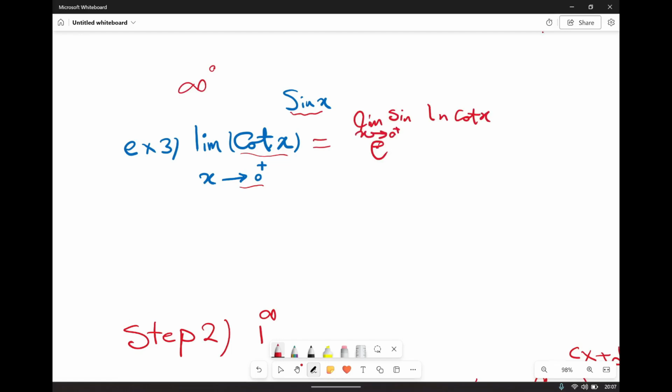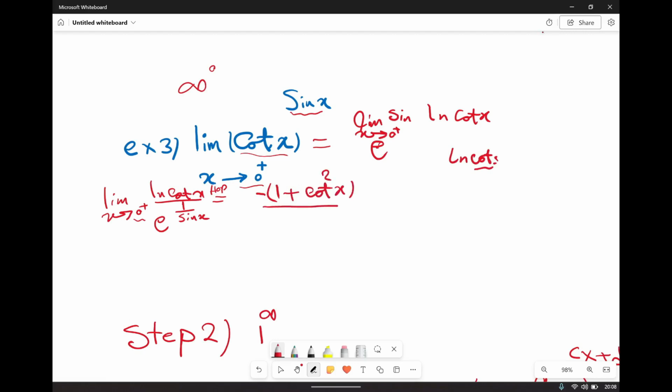Right now I flip the sign, and an answer is e power ln cotangent x times 1 divided by sine x. The limit as x goes to positive 0, the answer we know is infinity divided by infinity when we put the positive 0 in this formula, and we can use L'Hospital again. But ln of cotangent, we know the derivative of this is 1 minus (1 plus cotangent power 2x) divided by cotangent.